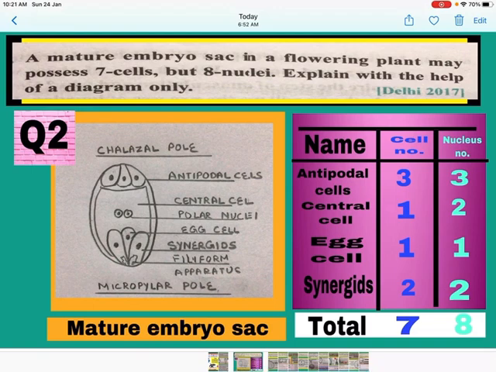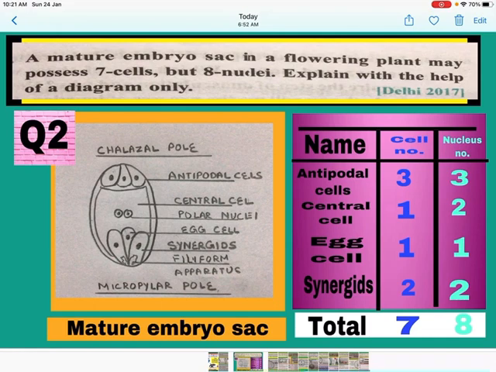Write this information in the table made on the side. Antipodal cells, 3 cells with 3 nuclei. Now come to the central cell. It is one with 2 polar nuclei. Write it in the table. Now towards the micropylar end, there is one egg cell with 1 nucleus and 2 synergids with 2 nuclei. Write this also in the table. And also you find there is a filiform apparatus present towards the micropylar end of the synergids.